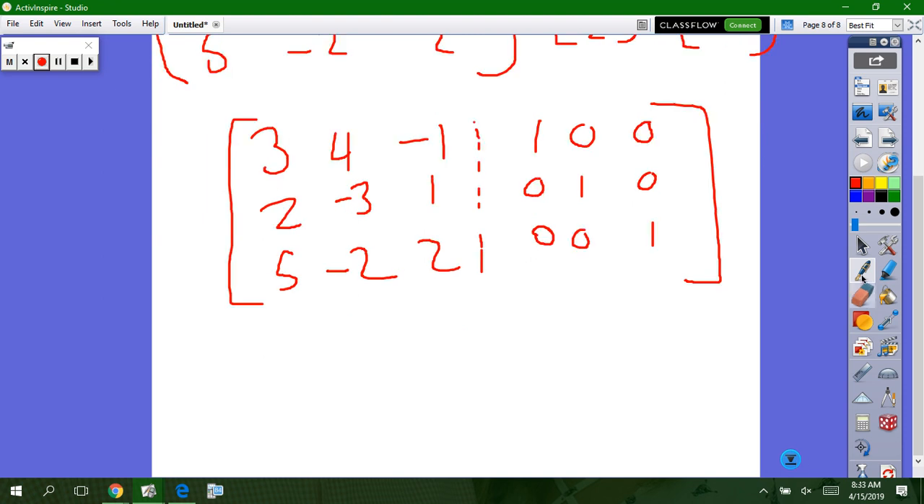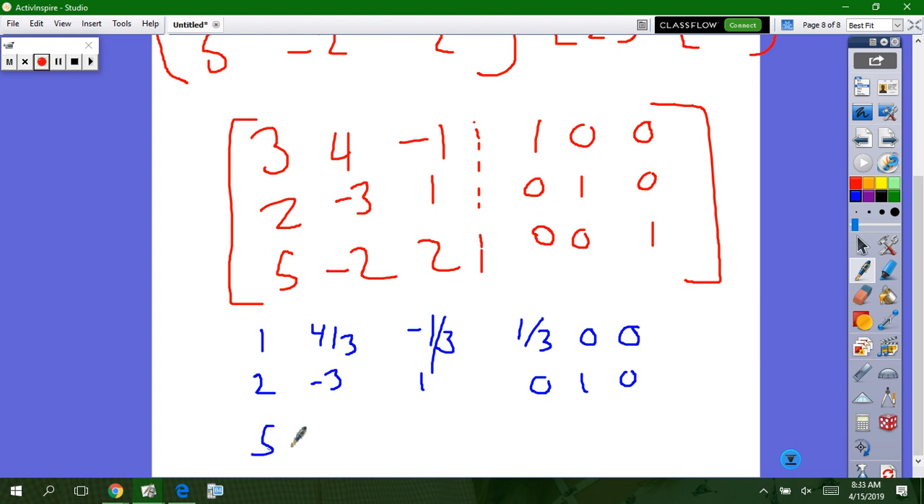Okay, so we're going to take row 1. Notice, guys, there's 9 steps to this. That's what reduced row echelon form is, a 9-step process, isn't it? Okay, so we're going to make this a 1. So that's 1, 4/3, negative 1/3, 1/3, 0, 0. Anybody have a question on how I have what I have?